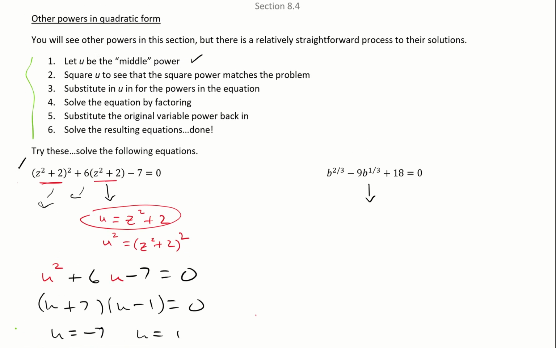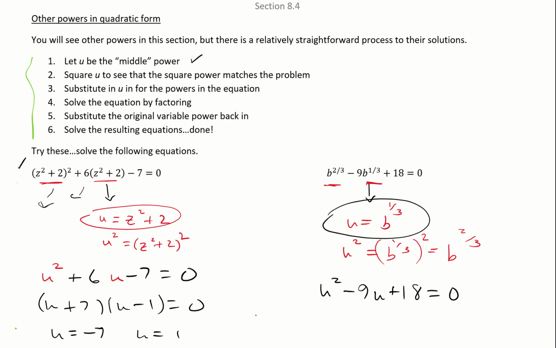All right, so for this one, we'll let u equal b to the 1/3 power. We're not afraid of that. That's the third root, but we're just going to do the algebra here. Therefore, u squared, watch this, is b to the 1/3 squared. And what is that? b to the 2/3. And look, it matches. Okay, it helps you see. So the front end guy is u squared minus 9u plus 18 is 0. That was our substitution.